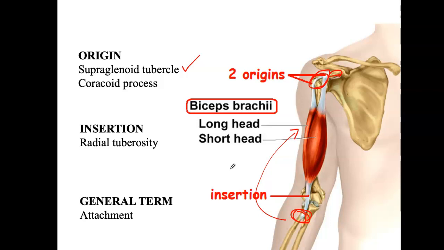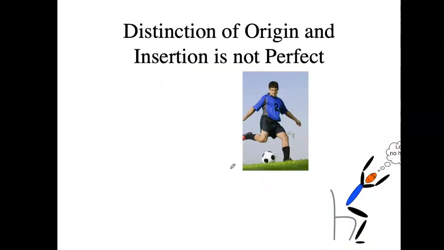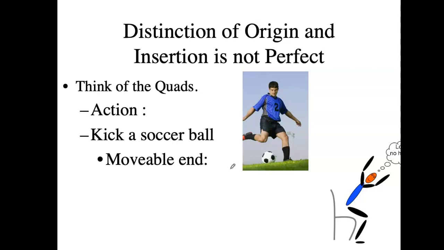And sometimes some books are now using the word just attachment. Instead of the origin and insertion, they say, oh, the proximal attachment and the distal attachment. But many places you'll still see the terms origin and insertion. Okay, this distinction of origin and insertion, I'm telling you, is not perfect. Oh no. So think of the quads. So we're thinking of quads here. Quads.